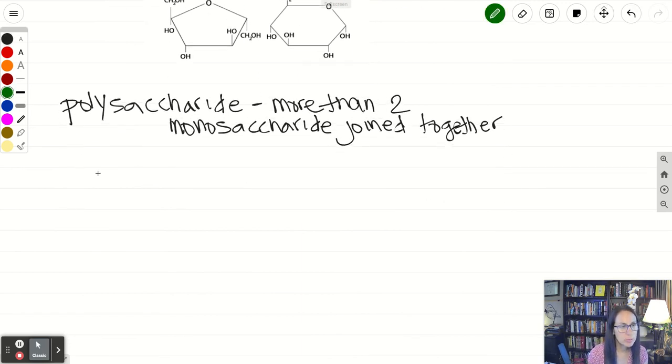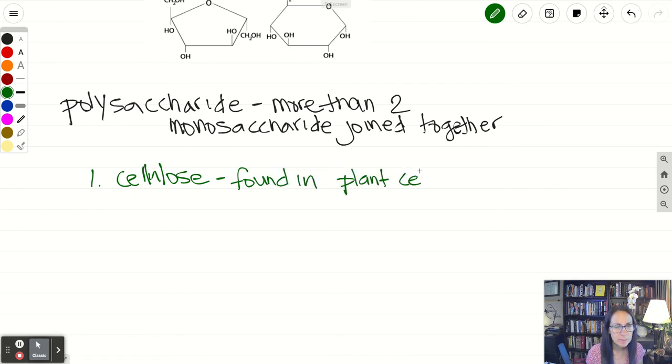The first example is called cellulose. Okay, and cellulose is a structural molecule that is found in plant cell walls. Okay, so I'm just going to write this down. Write this down with me. Found in plant cell walls. And it's used for structure. It makes the cells of plants kind of rigid. Okay, plant cells are rigid. Our cells are not rigid.